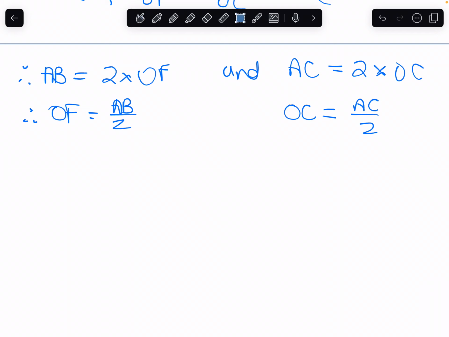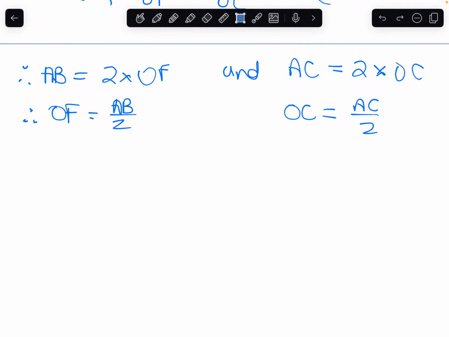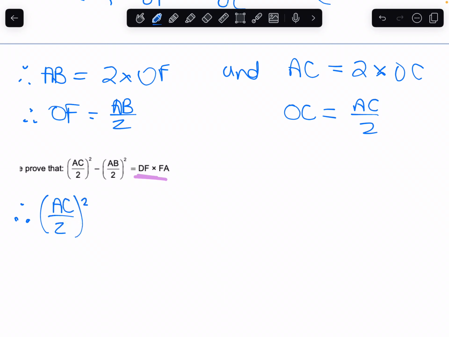Okay. Well, okay, so therefore AC over 2 squared minus AB over 2 squared is equal to OC squared minus OF squared, right?